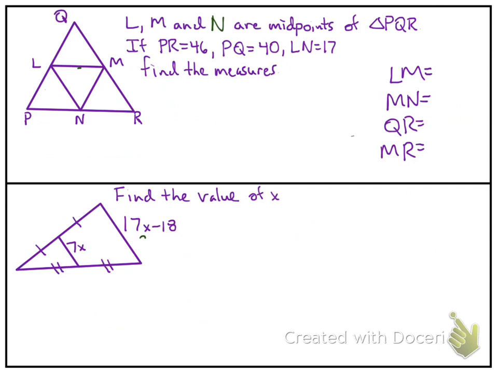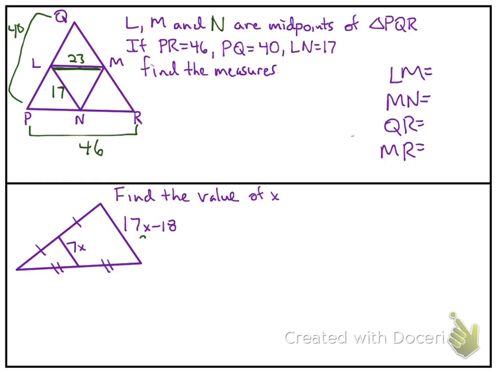So let's start with some sides. L, M, and N are midpoints within our triangle. We know that PR is 46, PQ is 40, and LN is 17. So let's find some different values. We need to find LM first. LM, this side, is related to the 46 because it's parallel to PR. Now LM is half the side, so LM should be 23.